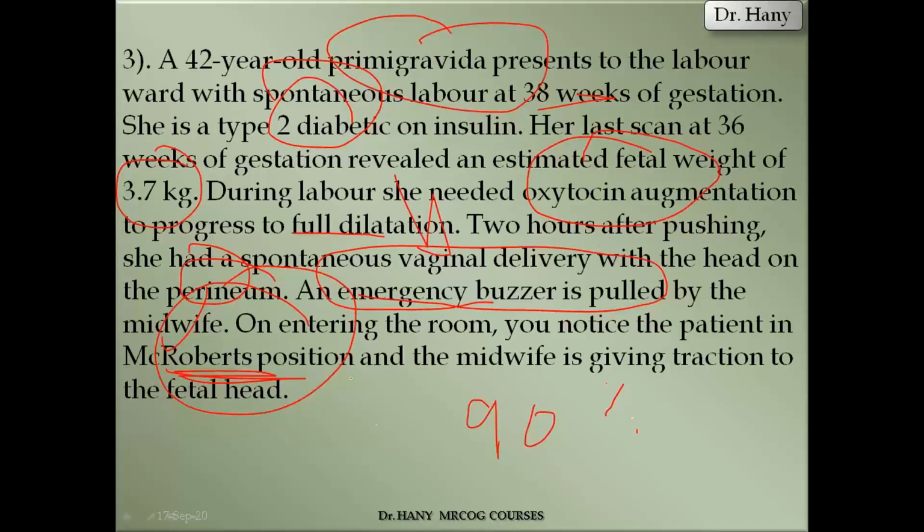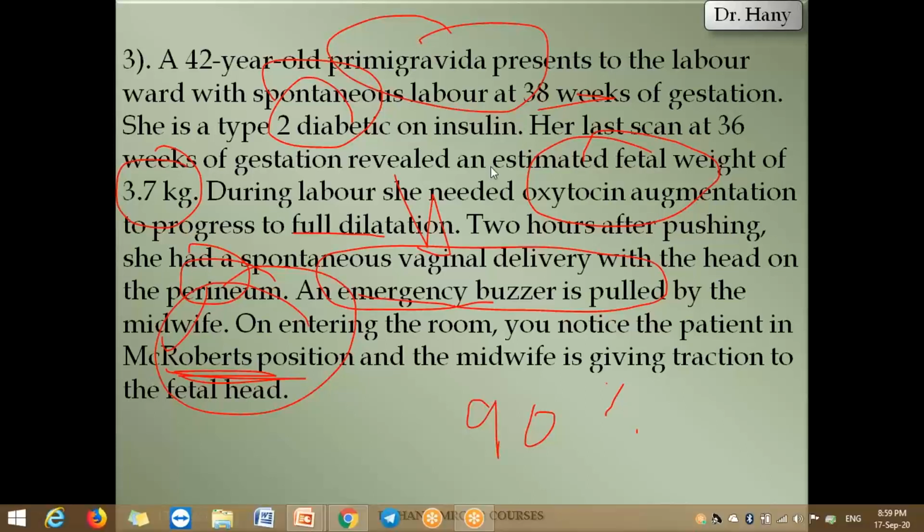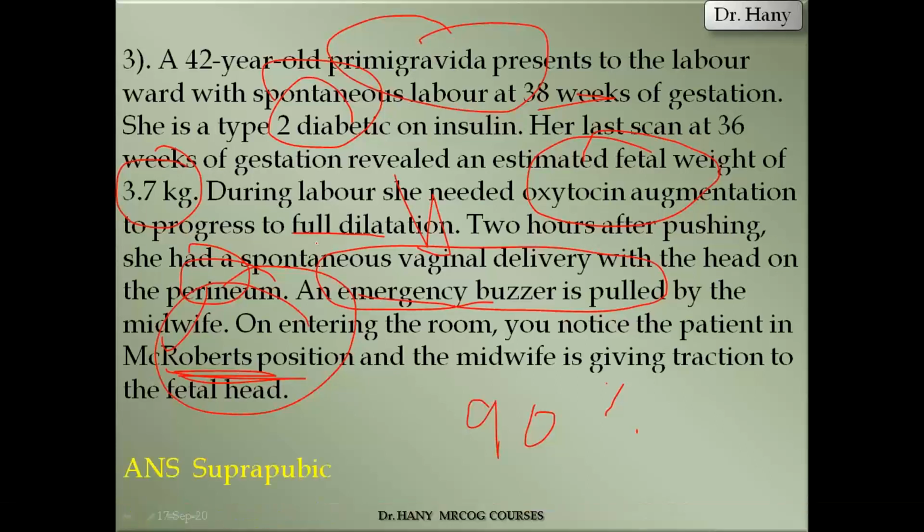So I will do the suprapubic pressure, or the assistant will do the suprapubic pressure from where? From the side of the fetal back. From the side of the fetal back, to decrease the bisacromial diameter. Yes. So the evidence-based answer here will be the suprapubic pressure.